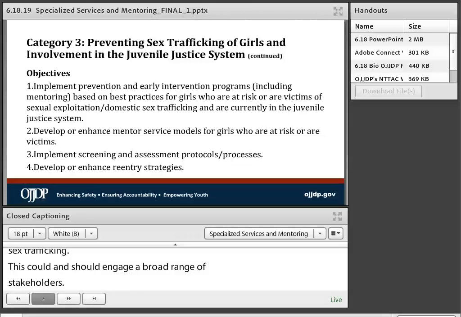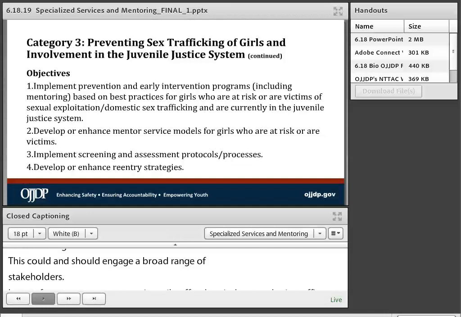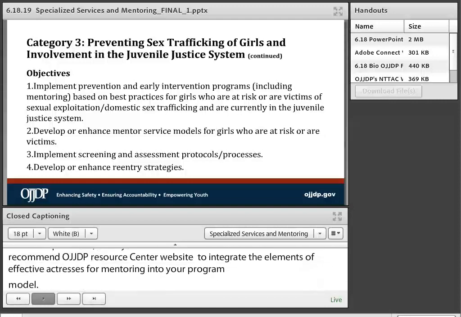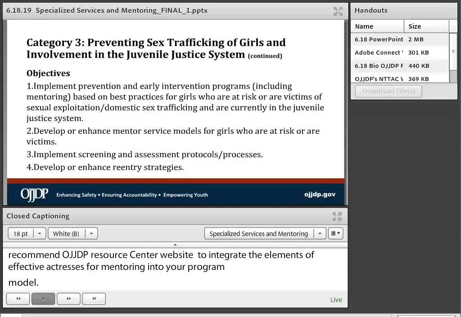Secondly, applicants who propose to develop or enhance mentor service models, again, this is not a requirement, but if you do choose to utilize a mentor service model, we do recommend the OJJDP National Mentoring Resource Center website to integrate the elements of effective practices for mentoring into your program models. Once again, sites selected under this category as well as the other two will be expected to work closely with our TTA provider when developing and implementing any mentor training, to include an annual peer-to-peer learning opportunity hosted by the TTA provider.